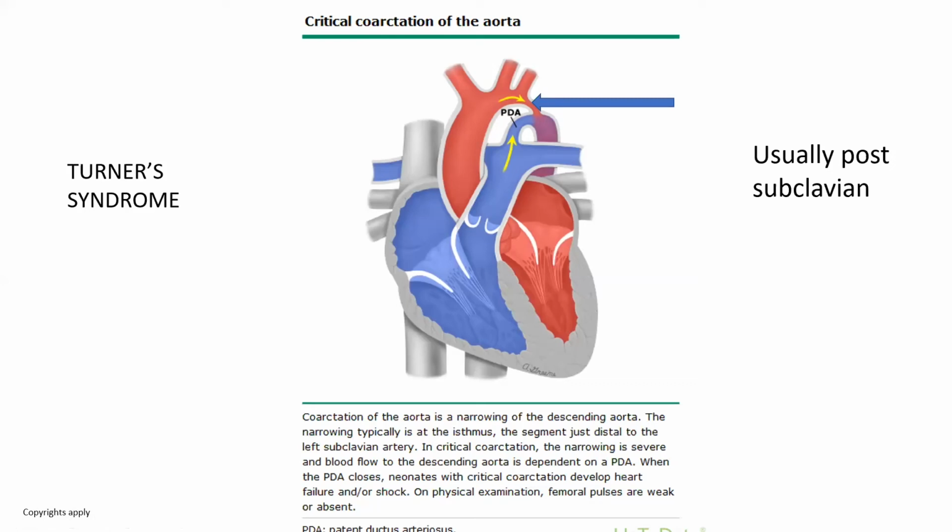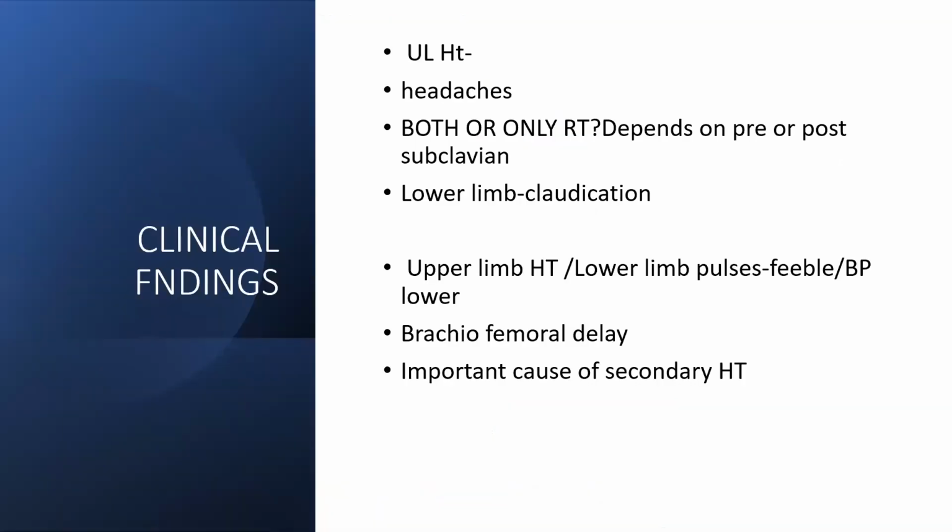It's often associated with Turner's syndrome. So when you get a patient with a coarctation of aorta, you have to look for the features of Turner's. You know about Turner's syndrome, web neck, etc. All those things you have to look for, right? So that's about the coarctation.